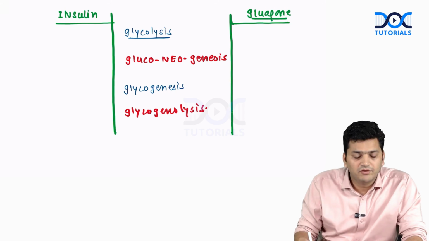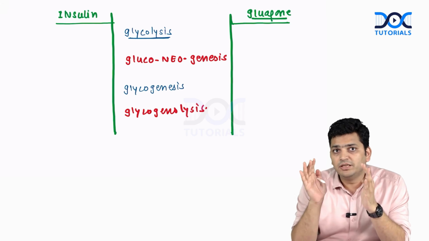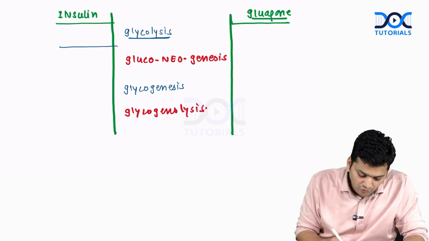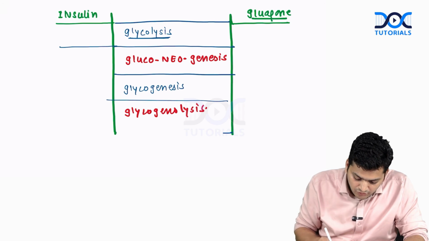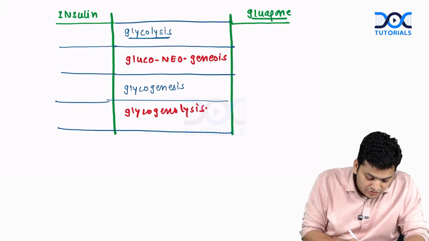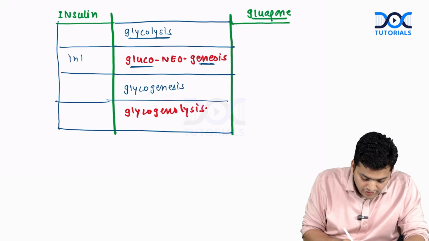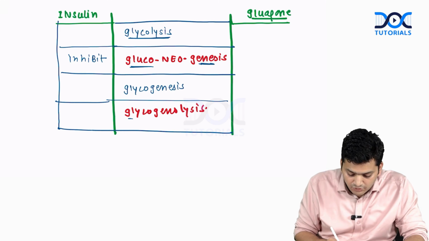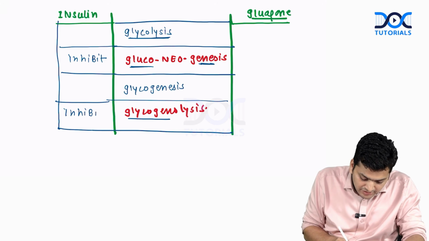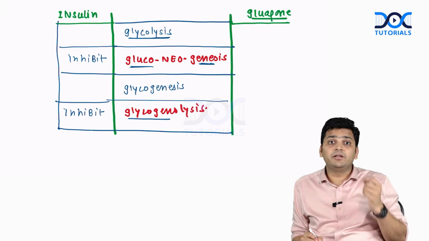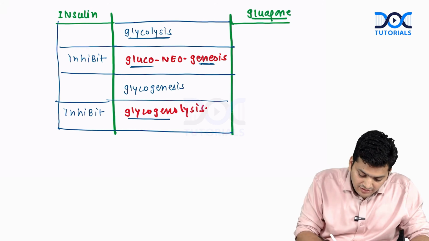So let's answer them. First, in whichever process the product is going to be glucose, insulin is going to inhibit such processes. Out of these 4, can you tell me in which 2 processes the product is glucose? One is gluconeogenesis, and insulin never wants that, so insulin is going to inhibit this. In glycogenolysis, when you break down glycogen, ultimately you get glucose, so insulin is going to inhibit this process. Insulin is going to stimulate such processes where you are beating the glucose, where you are destroying the glucose. That is glycolysis.